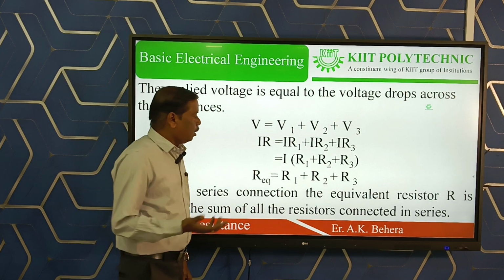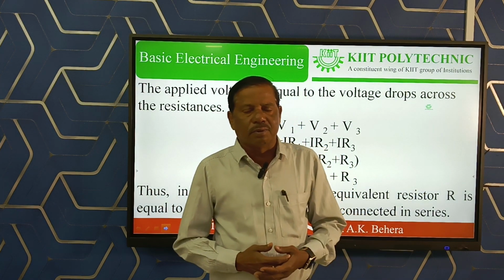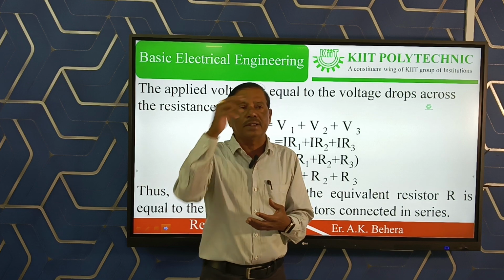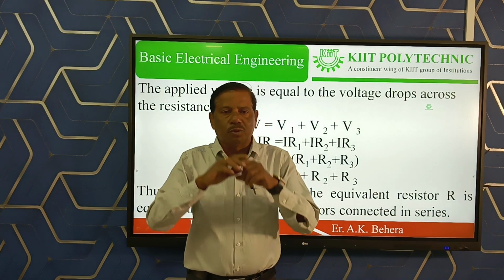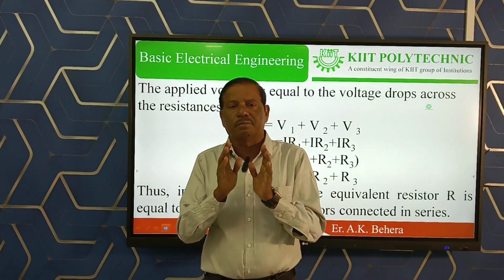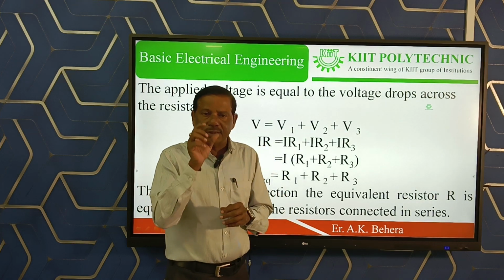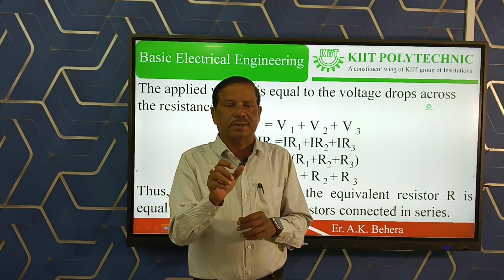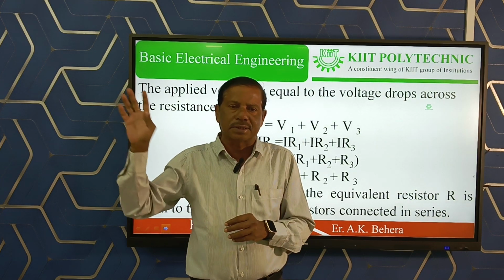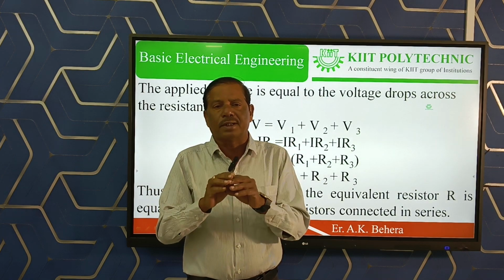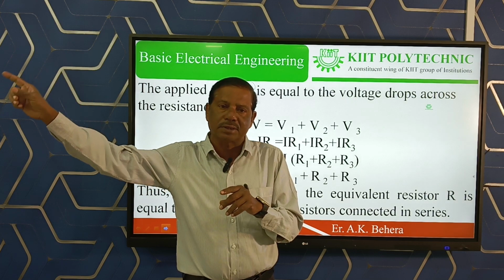Now let us see, if a big series circuit is given and they ask how much current is flowing through the circuit, what we have to do is make the whole circuit into a single resistance. We call that single resistance the equivalent resistance of the whole circuit. Suppose 10 resistances are connected, we will make them one resistance. In technical terms, that one resistance is called the equivalent resistance of all these 10 resistances.